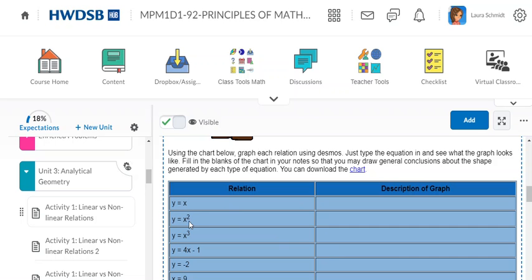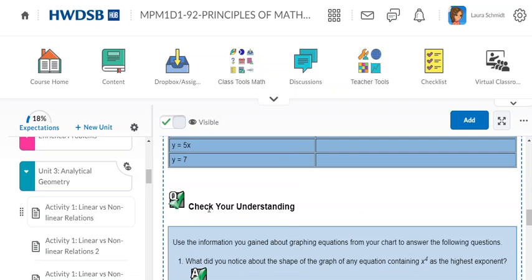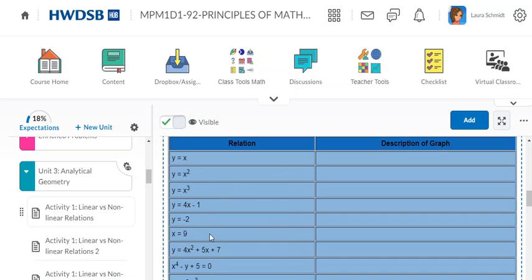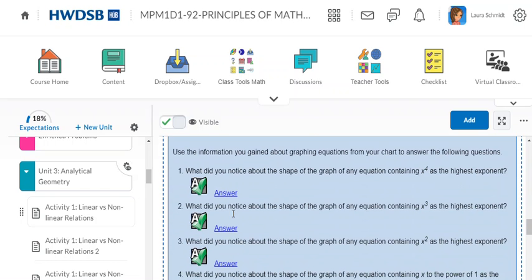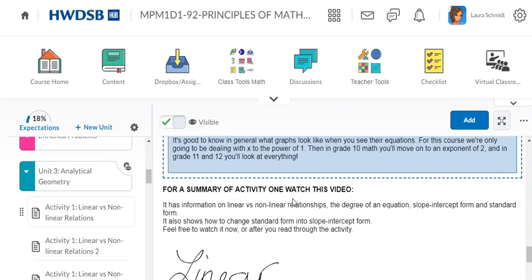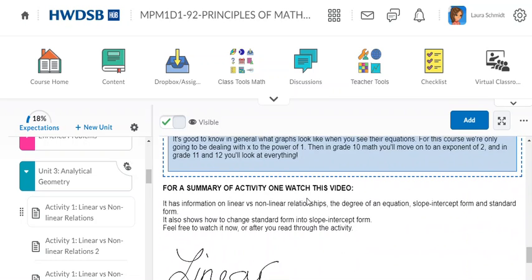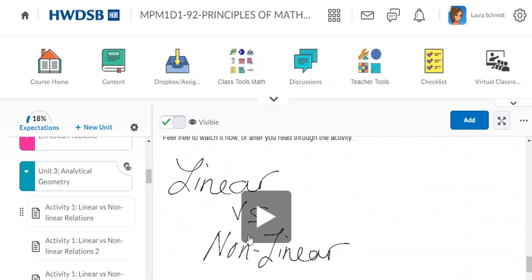What does this graph look like? What does this graph look like? What does this one look like? Maybe draw a quick sketch of it, and see if you can draw any conclusions from the way these graphs look. Then the questions down here ask, what do you notice about the shape of a graph? So you can see what you notice and then check out the answers. Then this video right here, linear versus nonlinear, summarizes all of Activity 1.